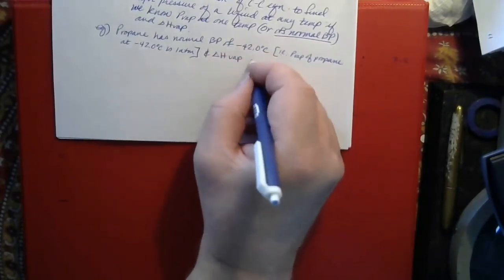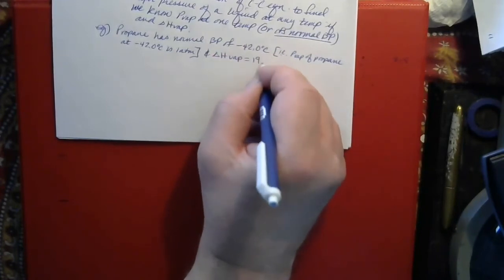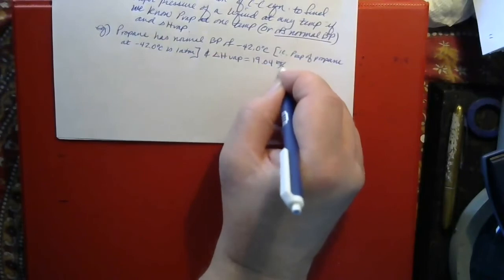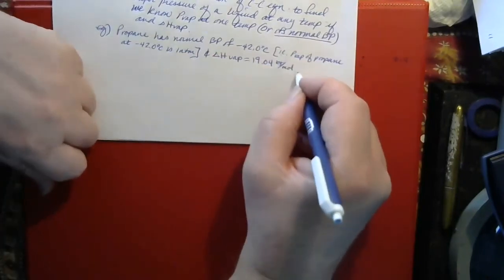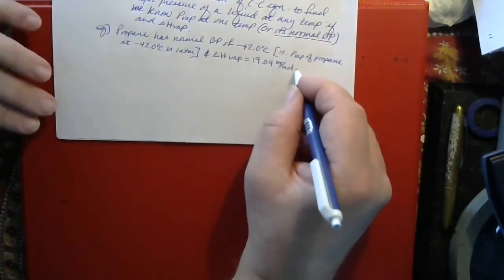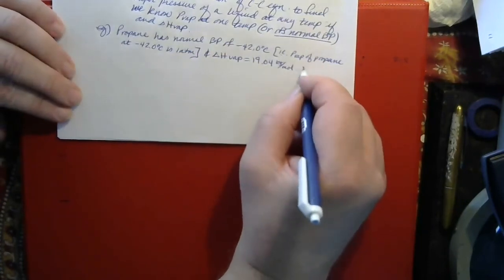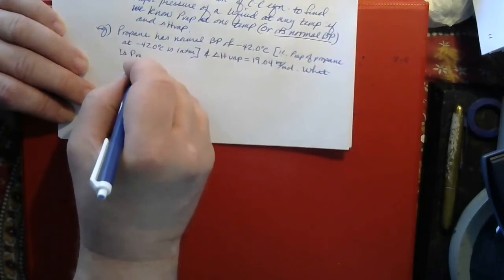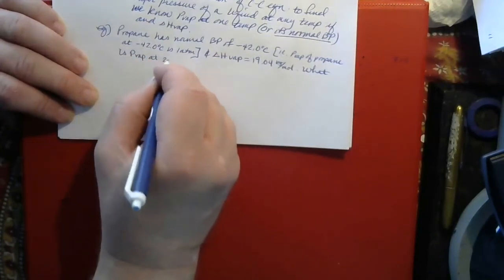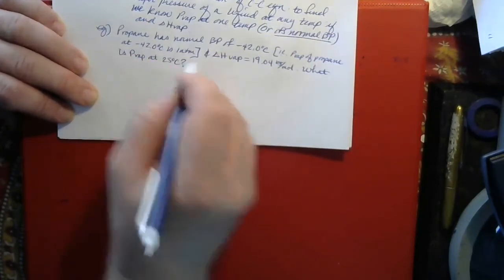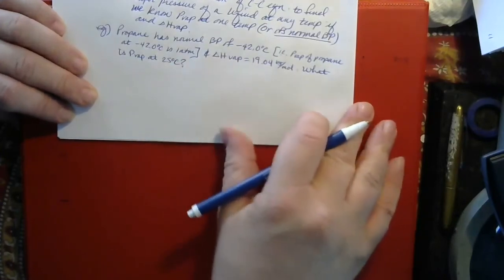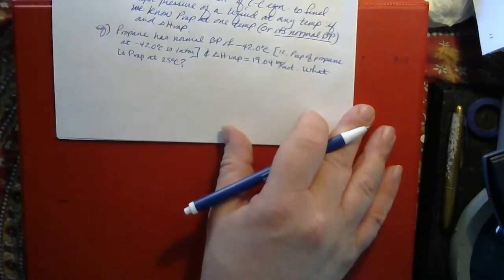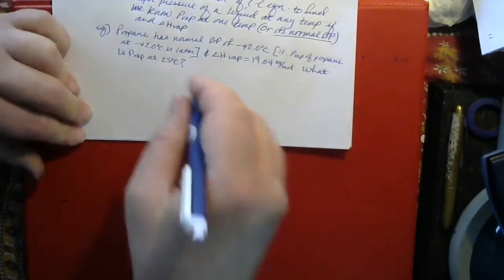And the heat of vaporization is 19.04 kilojoules per mole. What is the vapor pressure of propane at 25 degrees Celsius? Okay, so what we're going to need is our 2-point version of the Clausius-Clapeyron equation.